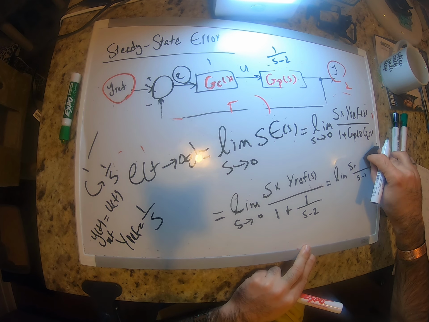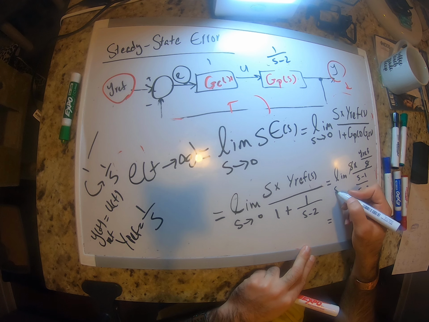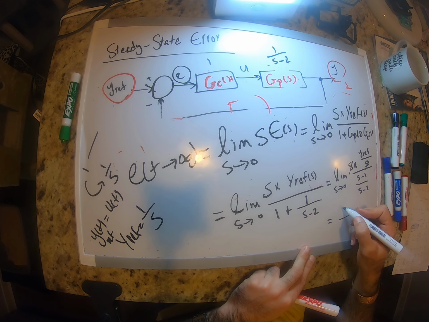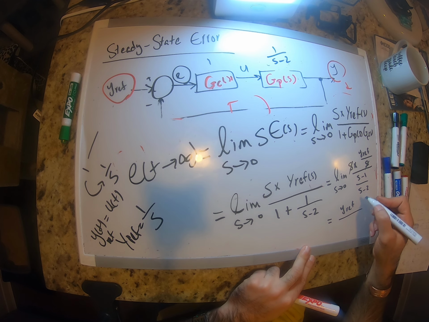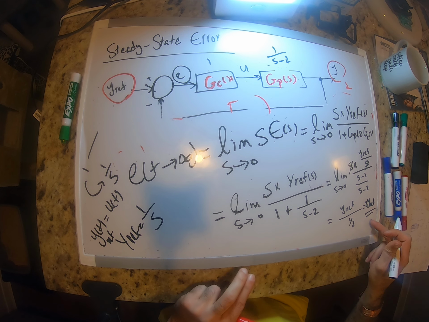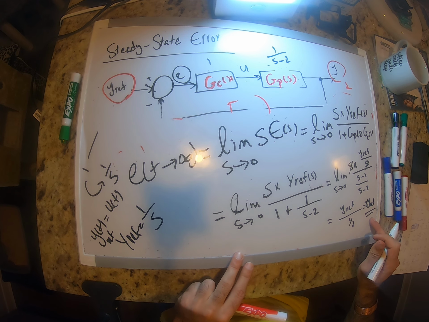This would cancel out. So it would become S goes to 0, right? So this is going to be 0. So it would become Y ref divided by 1 over 2. So it becomes 2 Y ref. Thank God. Okay, so you see that you can easily find the steady state error using the final value theorem.